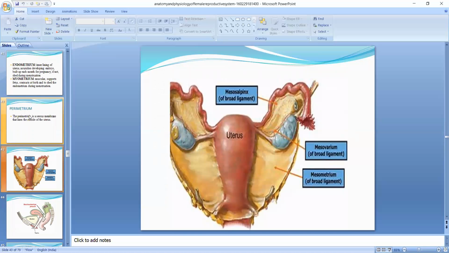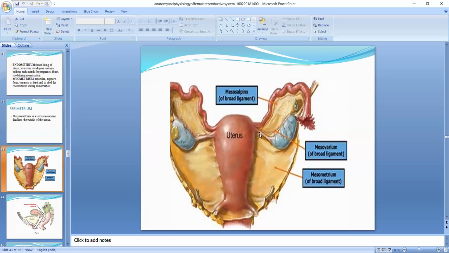So we can see here in this picture there is some ligament. This is the peritoneum, so we can say this is the peritoneal ligament, and here we can see this is the broad ligament, and some part that is attached to the salpinx, the fallopian tube. We can say mesosalpinx, mesovarium, and this is the part mesometrium, that is the part of the broad ligament.